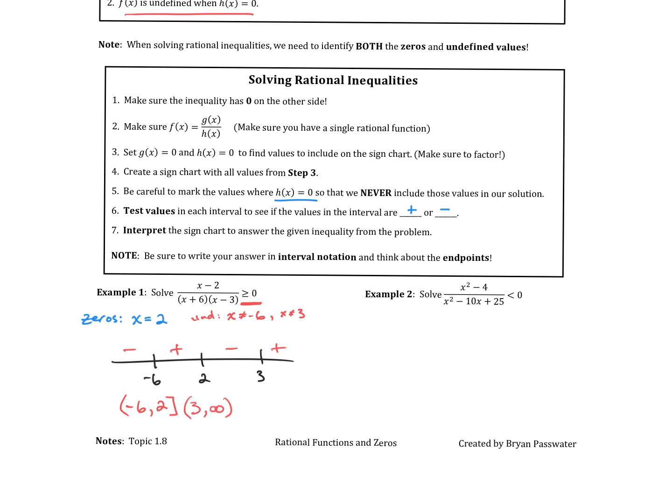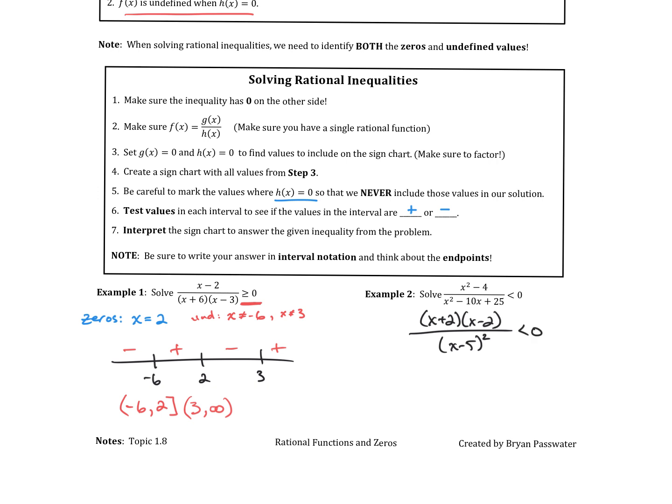All right, let's look at example 2. What does this one not have? It's not factored. So what are we going to do? Let's factor it up. What does the numerator factor to? x plus 2 and x minus 2. Beautiful. And what does the denominator factor to? x minus 5 times x minus 5, so I'm going to call it x minus 5 squared. And we want this thing to be less than 0 still.